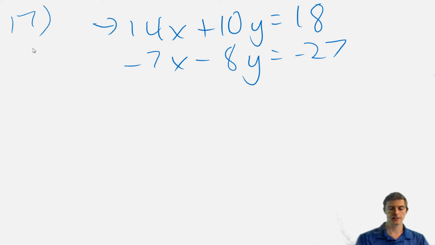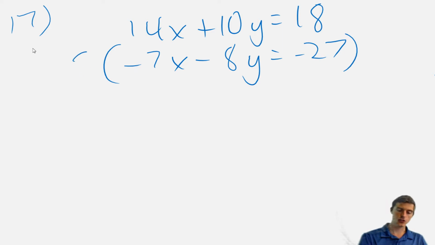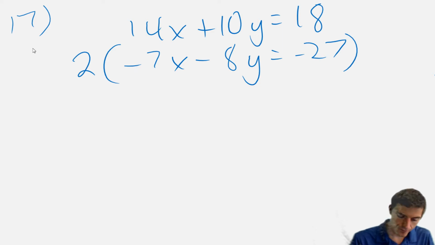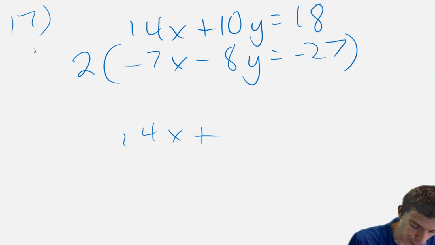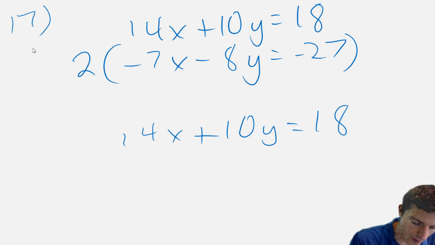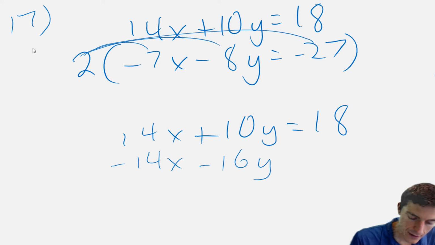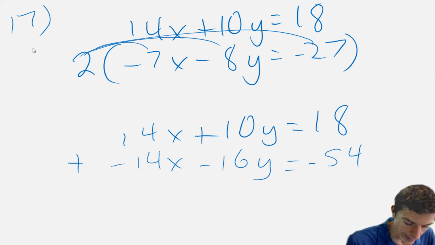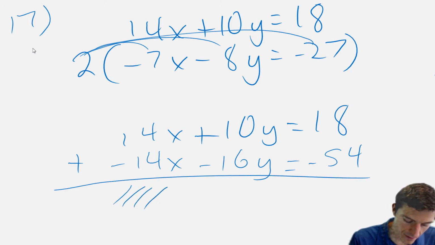So I see that this is positive 14. What cancels out with positive 14 is a negative 14. So what I'm thinking is, what can I multiply -7 by so that it becomes a negative 14? So if I multiply this entire bottom equation by -2, watch what I get. My top equation is still 14x plus 10y is equal to 18. If I multiply this by -2, I get negative 14x, negative 16y, and negative 54. So when I add these two equations together, those x's are gone.